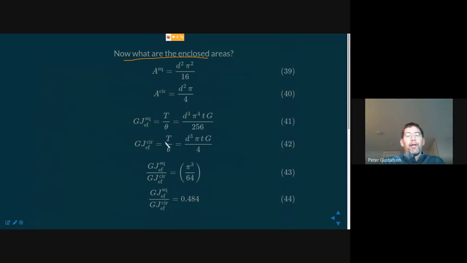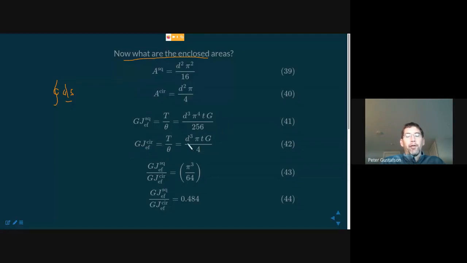And the integral that we did previously still ends up being the same in its functionality. You're integrating the closed integral of ds, right? Now for B, for the cross sections that we've defined, we can know the total length around the cross section. And so the GJ effective calculations for the square and circle end up being d cubed pi to the 4th times tg over 256. So this is for the square.